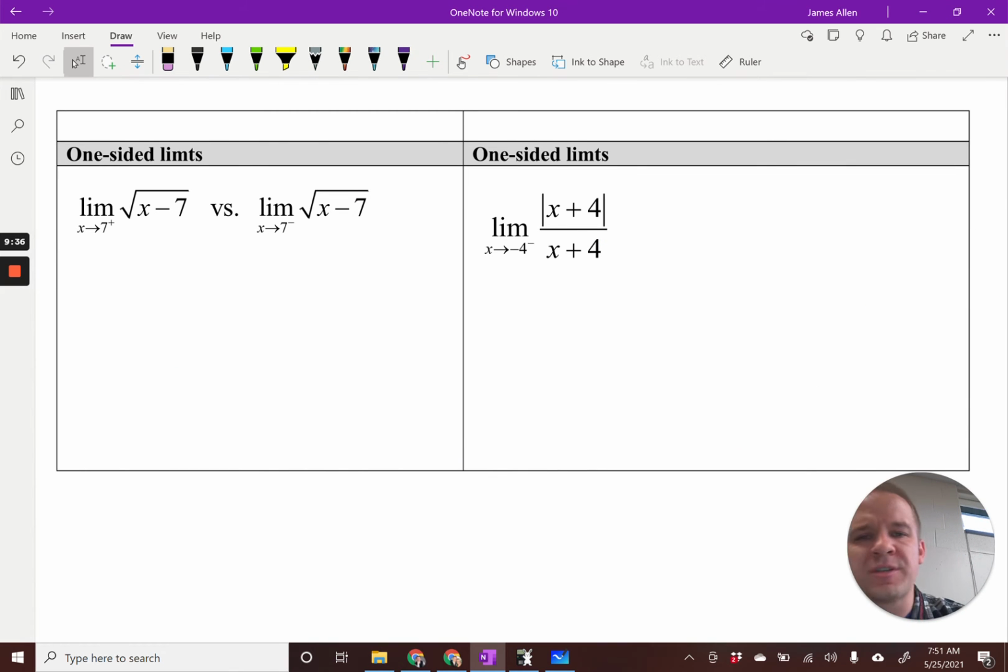All right, now for some one-sided limits here. Let's take a look. So we have the limit as x approaches 7 from the right.